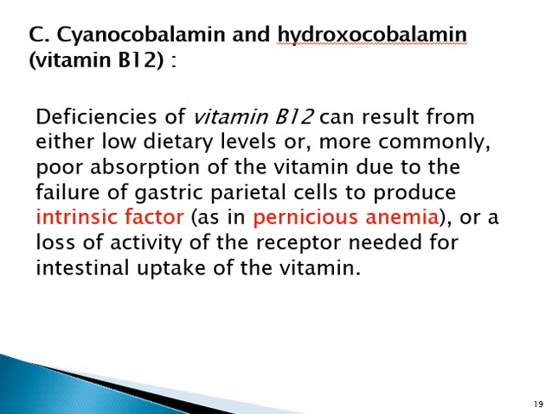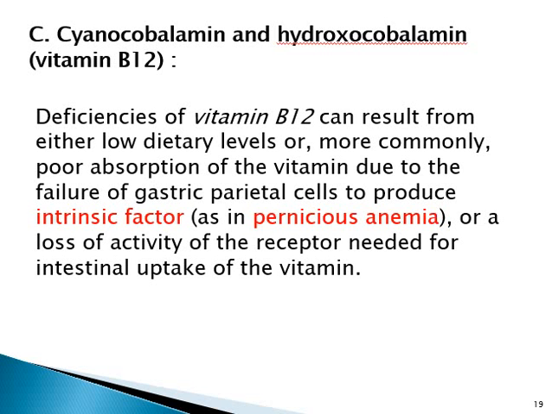The next vitamin is cyanocobalamin and hydroxycobalamin, which is called vitamin B12. It comes in two types, cyanocobalamin and hydroxycobalamin. The deficiency of vitamin B12 can result from either low dietary level or, more commonly, poor absorption of the vitamin due to the failure of the gastric parietal cells to produce the intrinsic factor. This intrinsic factor is produced by the parietal cells.